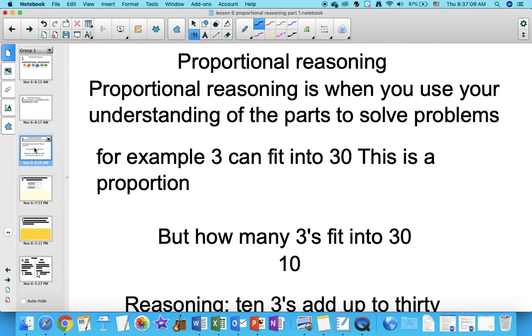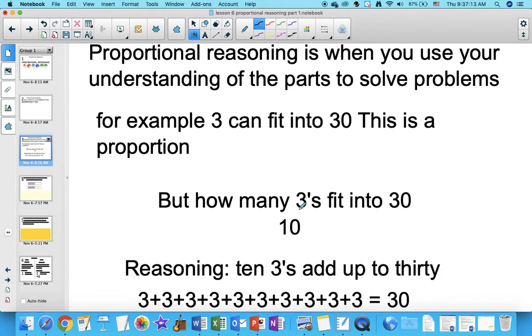For example, 3 can fit into 30. This is a proportion. But how many 3's fit into 30? Well, 10, right? If you have 30 spaces, you can fit 3 things in there, right? Well, how many sets of 3 can you fit in there? 10 sets of 3, right?